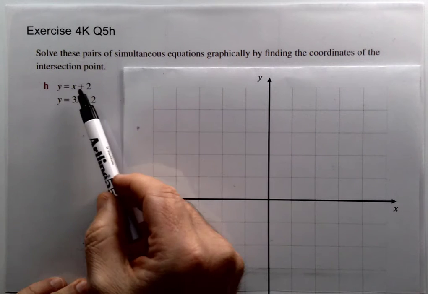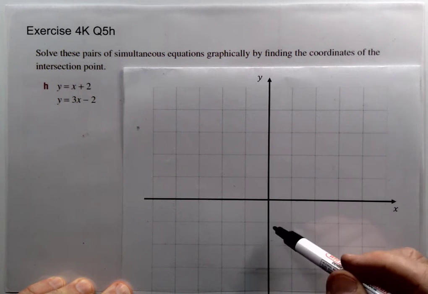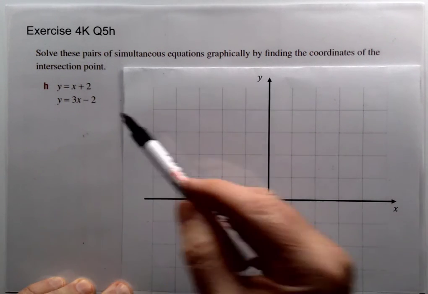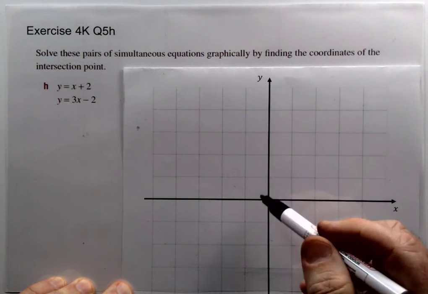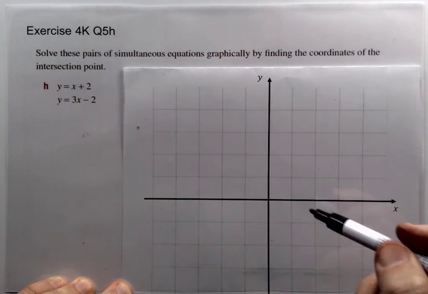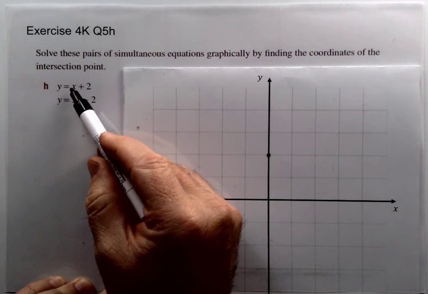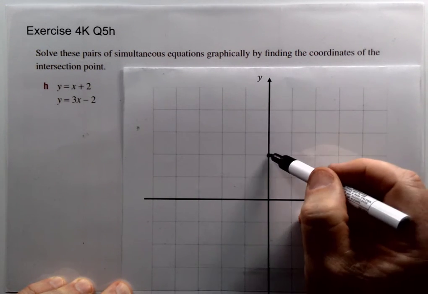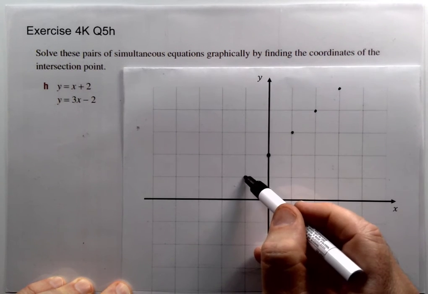Okay, this time we've got y equals x plus 2 and y equals 3x minus 2. I'm just going to check and see what my scale needs to be. So if I go 3x minus 2, yeah, that should be good. So I'm going to use a 1-to-1 scale here. So x plus 2 has got a y-intercept of 2. It's got a gradient of 1, so each time it's going to go across to the right and up by 1. So I want my line to pass through there.